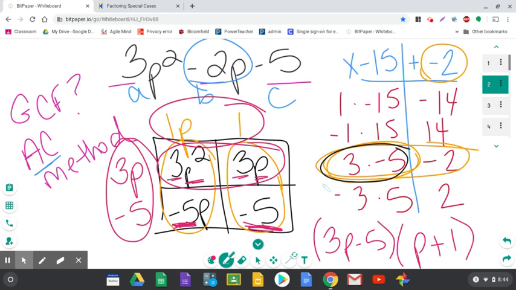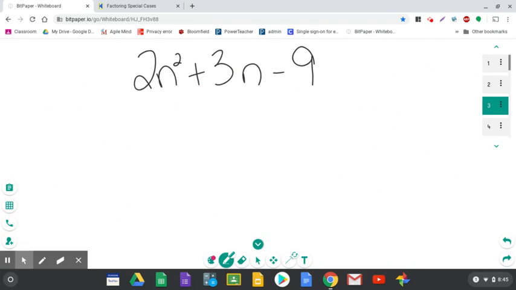Okay, so I know this seems like a lot of steps, but if you understood the box method and finding the GCF, you really just have this extra step now in the beginning, which is to multiply a times c. When you put these two, the first and the last term here, that's what you're multiplying. 3 times -5 gave us -15. All right, so let's try another one like that.